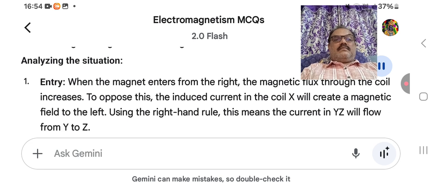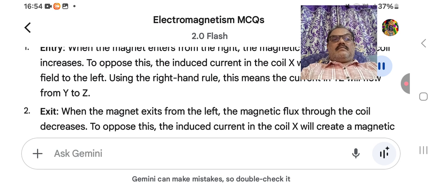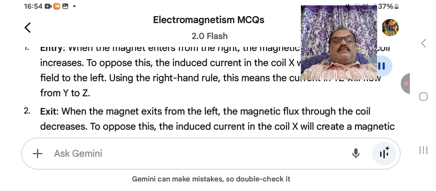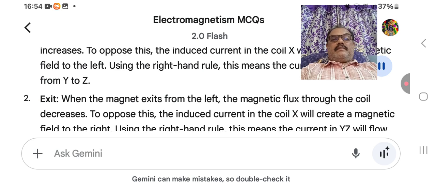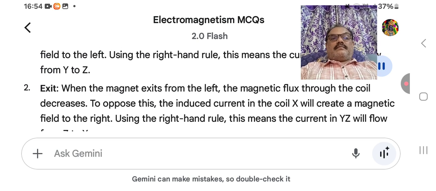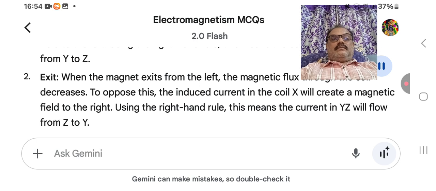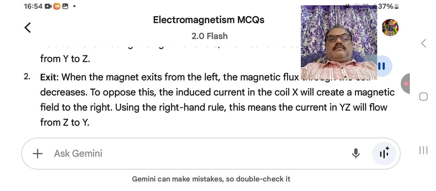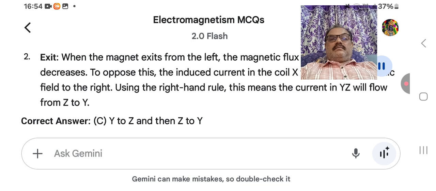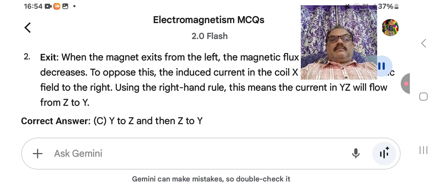2. Exit. When the magnet exits from the left, the magnetic flux through the coil decreases. To oppose this, the induced current in the coil X will create a magnetic field to the right. Using the right-hand rule, this means the current in YZ will flow from Z to Y. Correct answer C. Y to Z and then Z to Y.